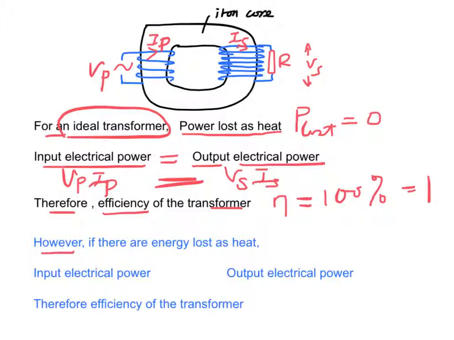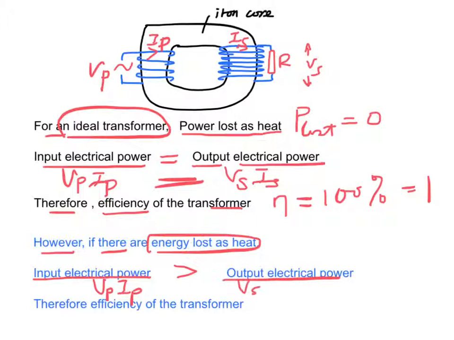However, if there is energy loss as heat in the transformer, the input electrical power VpIp would be greater than the output electrical power VsIs. Therefore, the efficiency of the transformer, which is equal to VsIs over VpIp, must be smaller than 1.